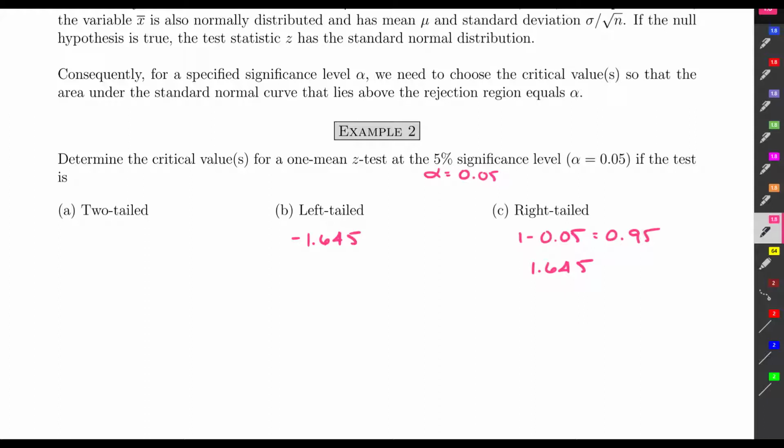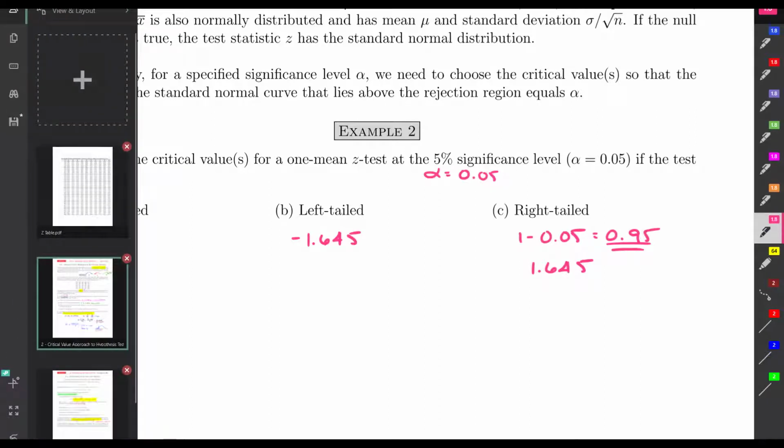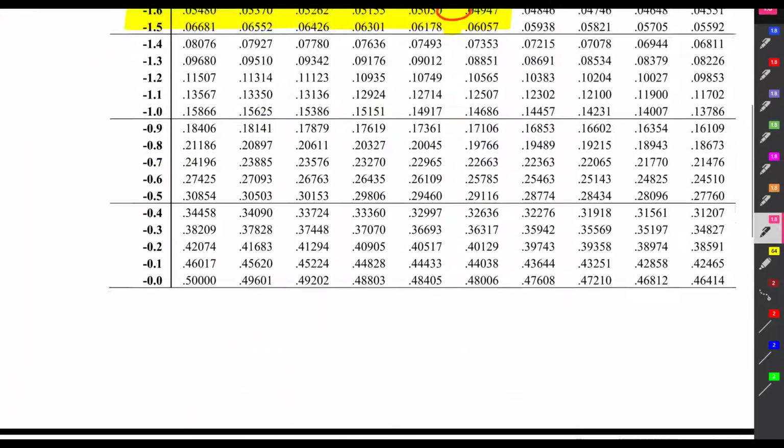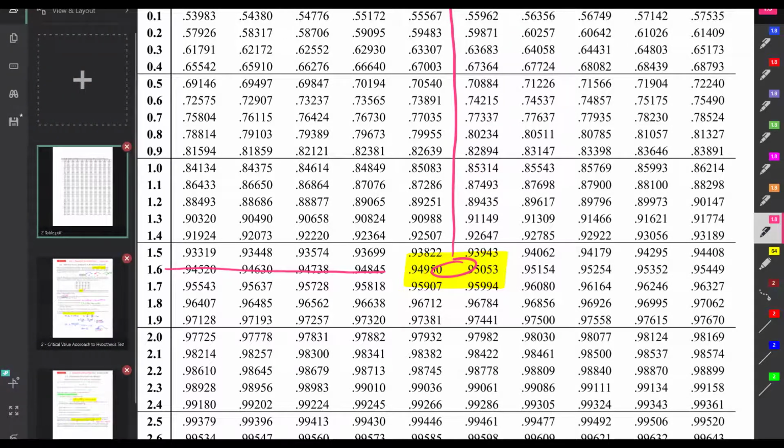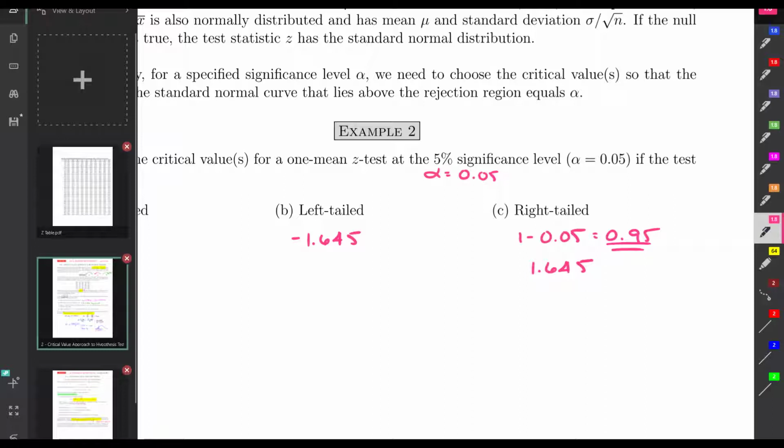If you're not comfortable with using the symmetry of the normal curve, you can go back to the z-table and we'll find 0.95 on the z-table. We're looking for an area of positive 0.95, which should lie somewhere between these two values right here. So when we go across, we have positive 1.6. We scroll up, it's between 0.04 and 0.05. So that does in fact equal 1.645. So you can use the table or you can use the knowledge of symmetry to come up with these critical values.